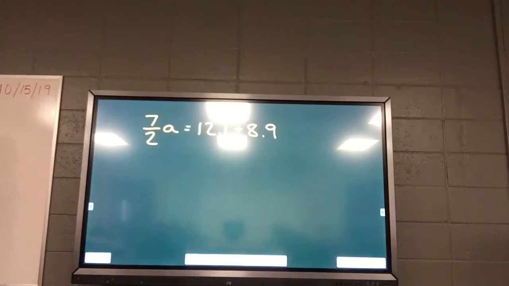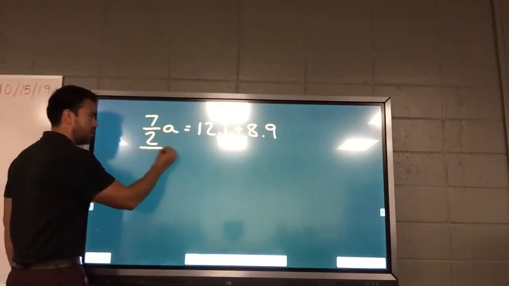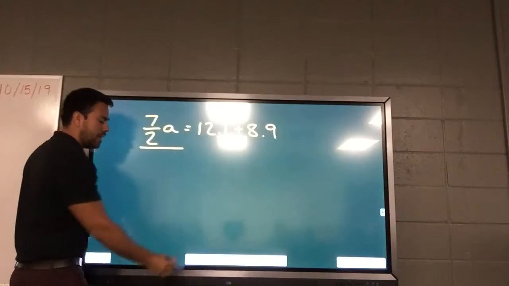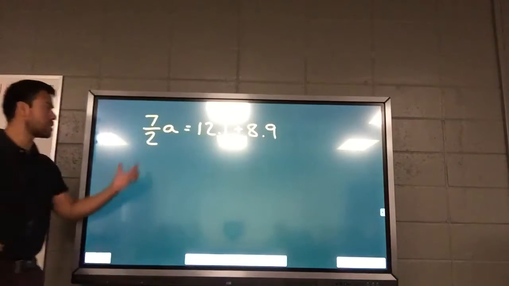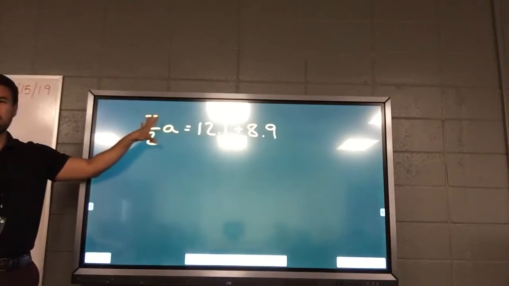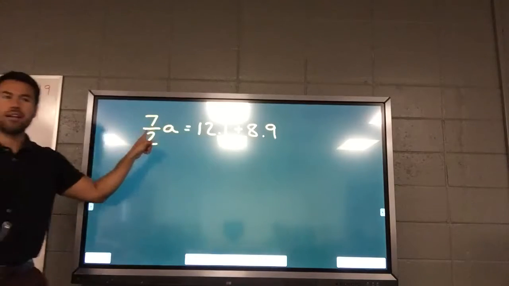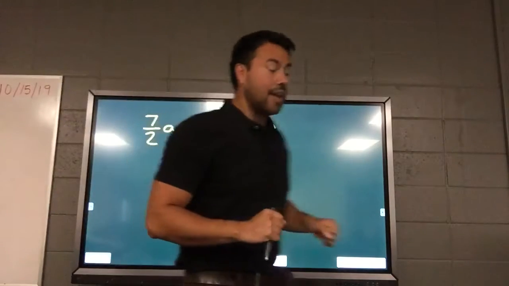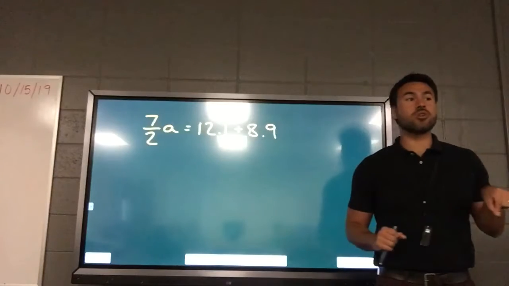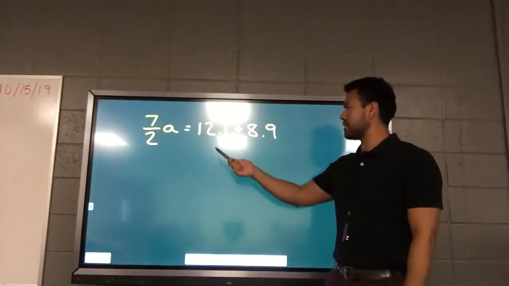Okay, before you get too overwhelmed, I'm going to help you on this. Now notice, on the left side, you have that 7 halves A. Can you make that any more simplified? Yeah, if you turn it into a mixed number, but just leave it alone. Improper fractions are actually kind of nice. In Algebra 1, improper fractions are a lot easier to work with than mixed numbers.